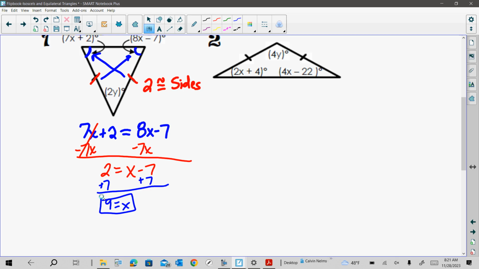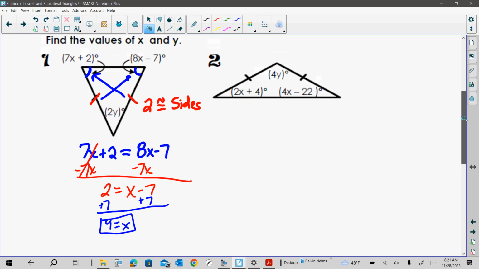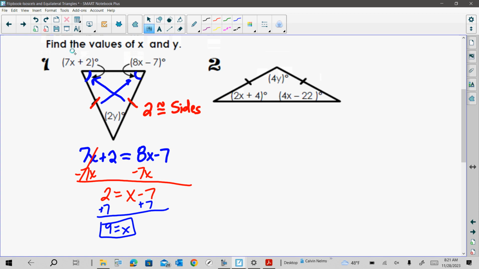Now that we have that value, to get to the y, we have to plug it back in. So this is basically saying 7 times 9 plus 2. That turns into 65. So this is 65, and since they're congruent, this will be also 65.